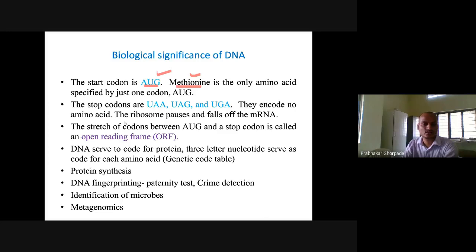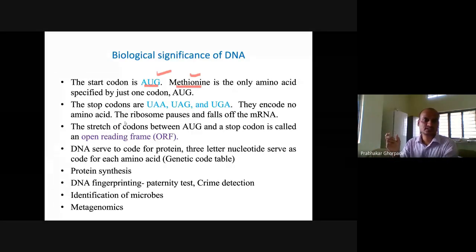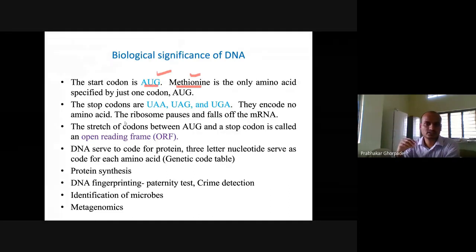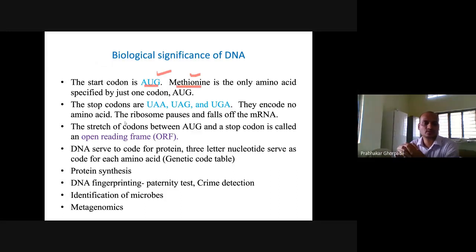3-letter nucleotides serve as a code for the amino acid. So this 3-nucleotide code, for example AUG, is coding for methionine. Each particular nucleotide sequence codes for one particular amino acid. But there is an exception: UAA, UAG, UGA won't code for anything. They will just stop this translation process. So this biological significance includes protein synthesis.